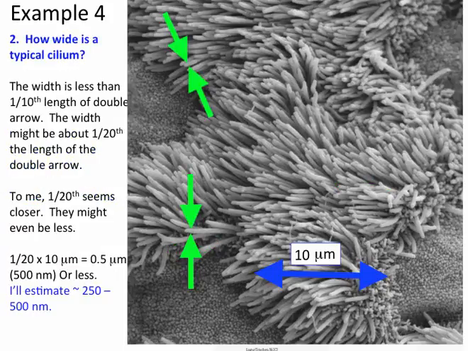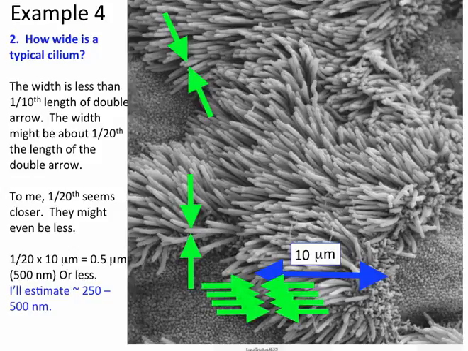And how wide is a typical cilium? It looks like the width is less than 1/10 the length of the double arrow. If I, in my head, added up a bunch of those widths all the way across, 10 of them wouldn't be enough to do it. The width might be about 1/20th the length of the double arrow.